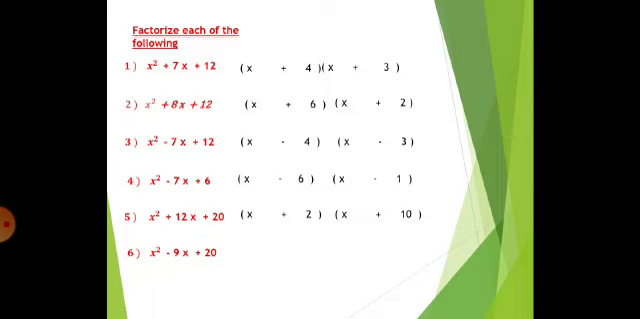Number 6, like number 5. Two numbers whose product equals 20, but their sum equals 9. (x minus 4) and (x minus 5).